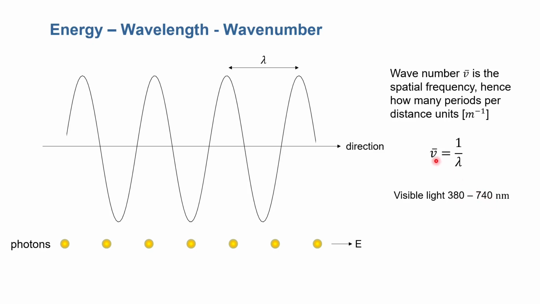The wave number is just another way of expressing the wavelength. Wave number is the rate of periods per unit of distance in the propagation direction. And we express the wave number according to this very simple formula.